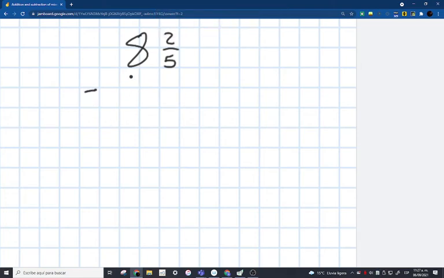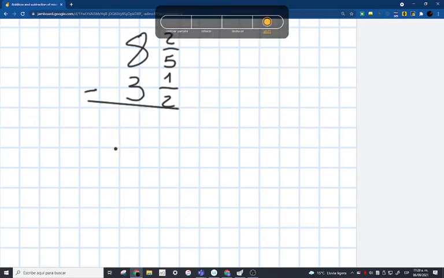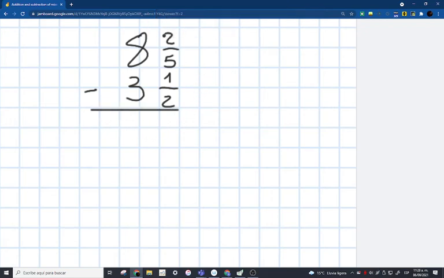Minus 3 and 1/2. Okay? In this case, we don't have like fractions. Let's do it with the least common multiple. So 2/5 minus 1/2. Let's try to do it. Least common multiple. It is going to be 10. I multiply this by 2, so 2 by 2 is 4. I multiply this by 5, so 1 by 5 is 5.